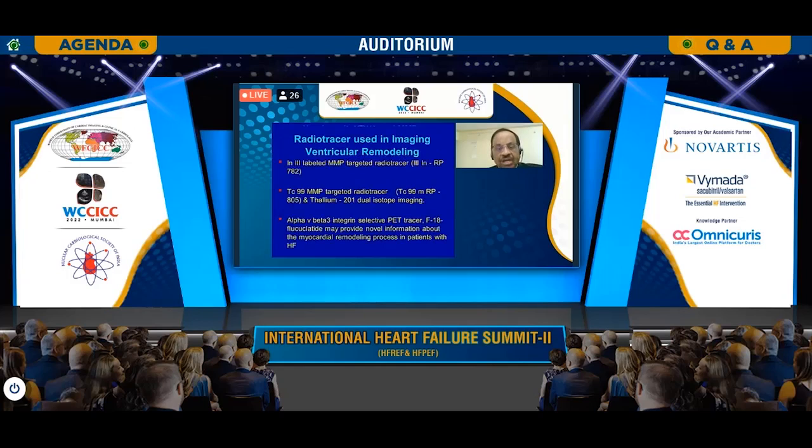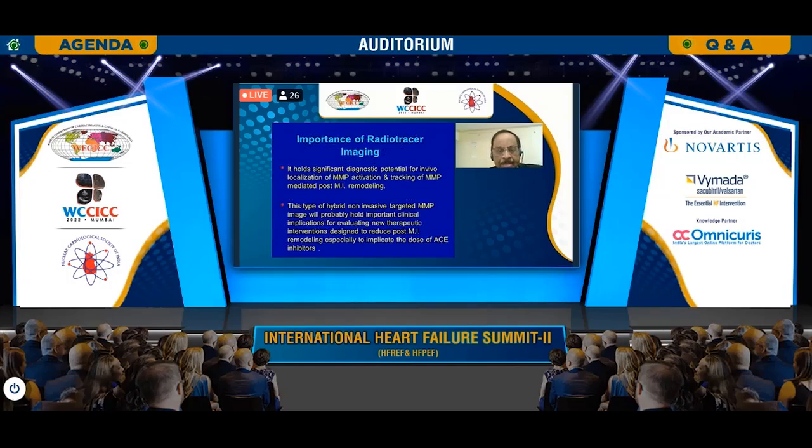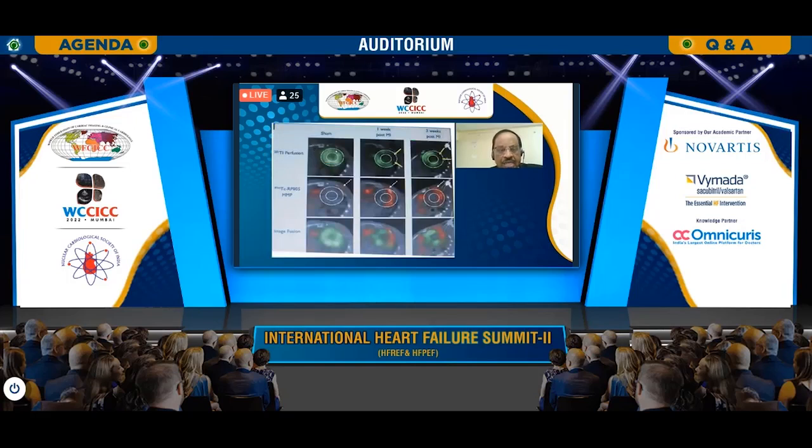What are the radiotracers for ventricular remodeling? Indium-111 MMP, technetium-99m MMP, then alpha-v-beta-3 integrin PET tracer, and F18 fluorescein also provide novel information about the myocardial remodeling process. It holds significant diagnostic potential for in vivo localization of MMP activation, where you can see the thallium perfusion showing the perfusion defect here, and the MMP tracer showing. So the more you see the activation of MMP, the more remodeling and the more severity of the heart failure.